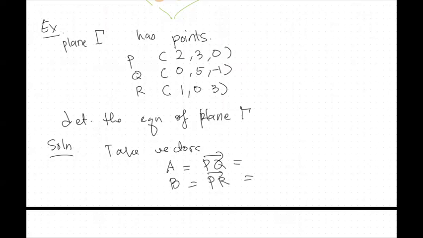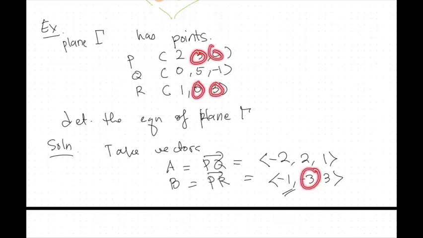So this P to Q is negative 2, 2, 1, and then negative 1, negative 3, and 3. Where do we get this? So B is P to R, so 1 minus 2, negative 1. 0 minus 3, you have negative 3. And then 3 minus 0, you have 3. It's the same way here.